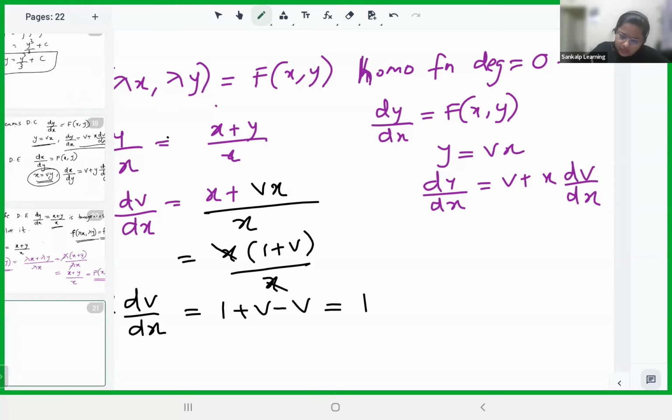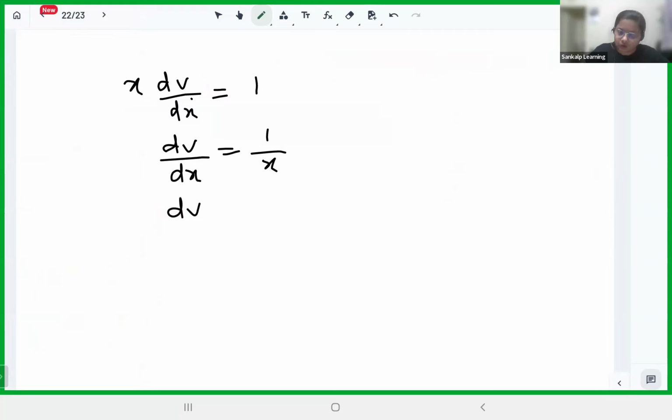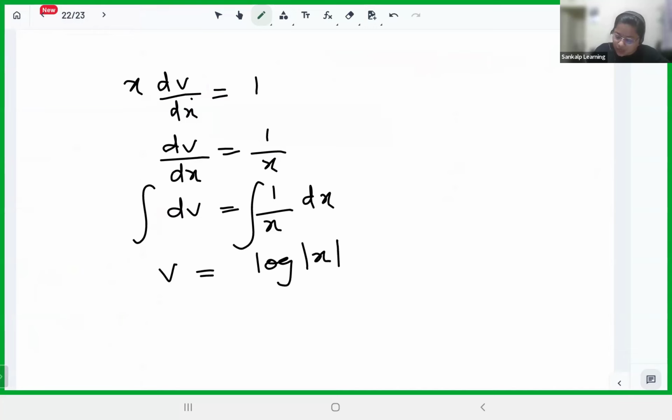So x dv by dx is equal to 1. So that is dv by dx equal to 1 by x, isn't it? Now apply the variable separable form, dv is equal to 1 by x dx, then you can find the solution, right? So this is integral dv equal to integral 1 by x dx. What is integral dv? It is v, right? And integral 1 by x with respect to x is log mod x plus c.